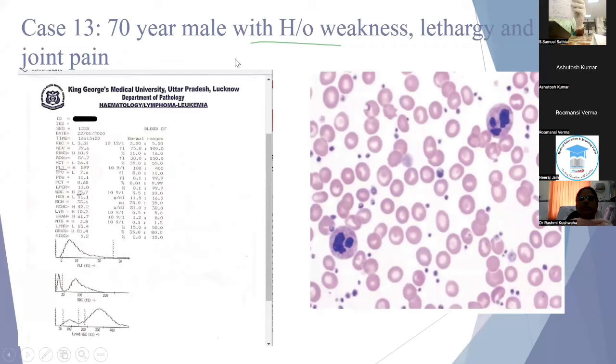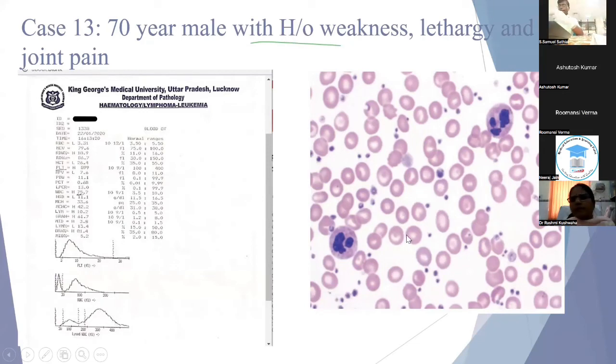This is a 70-year-old male with history of weakness, lethargy, and joint pain. This is a three-part CBC report that was available for this case. We can see the platelet count is raised. The WBC count is also raised. The hemoglobin is slightly on the lower side, 11.1. And the scattergram is showing an increased number of neutrophils here.